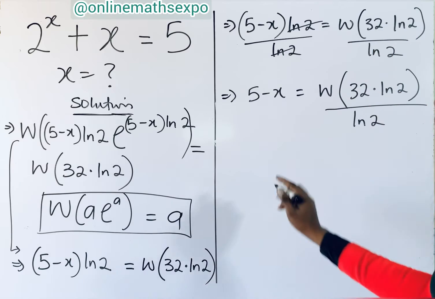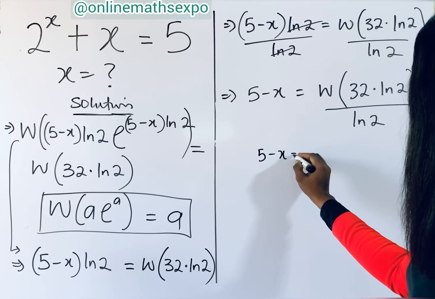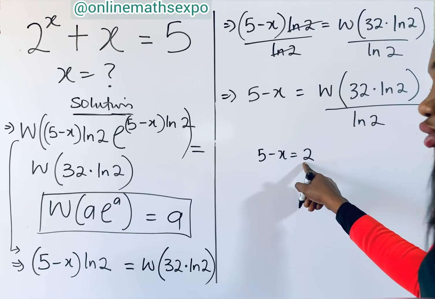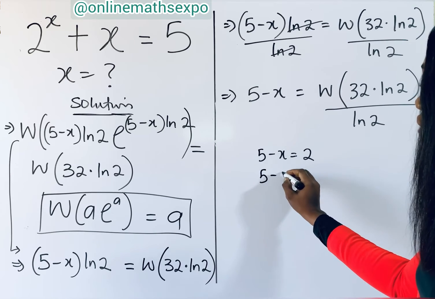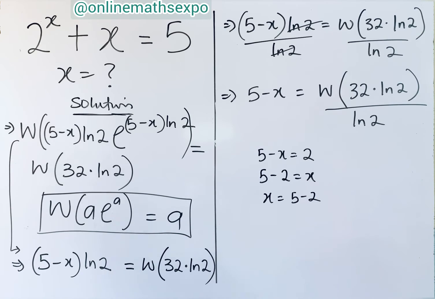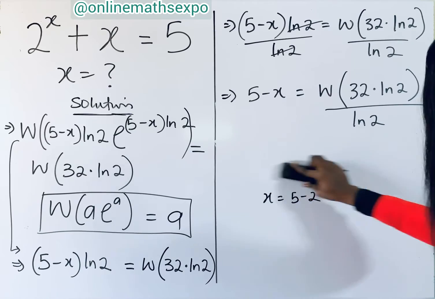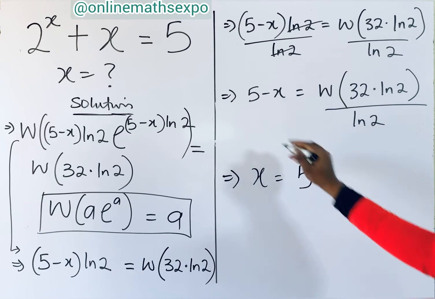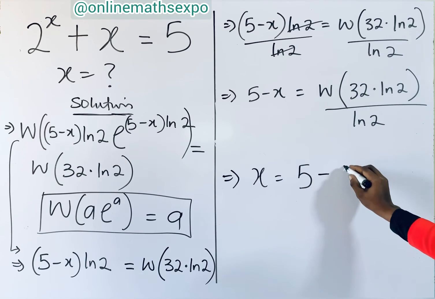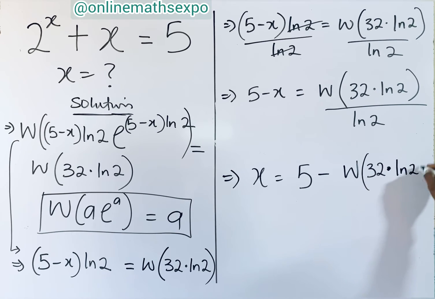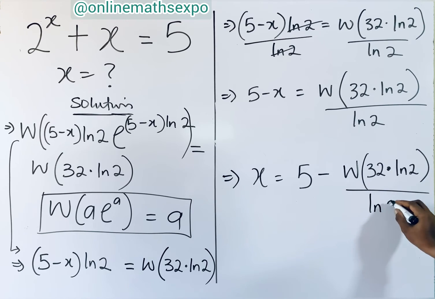Now remember that if you have 5 minus x to be equal to 2, to find x, what it means is, 5 minus what gives you 2? It's just the same as doing 5 minus 2 is equal to x. So x will be equal to 5 minus 2. So when you have this, you can simply have x is equal to 5 minus the whole of this function. So we have Lambert W function of 32 multiplied by ln of 2, divided by ln of 2.